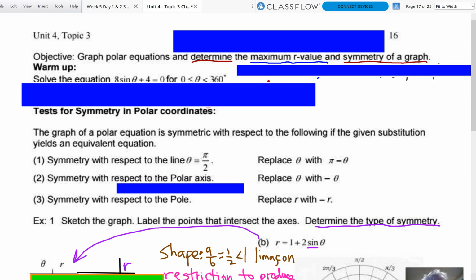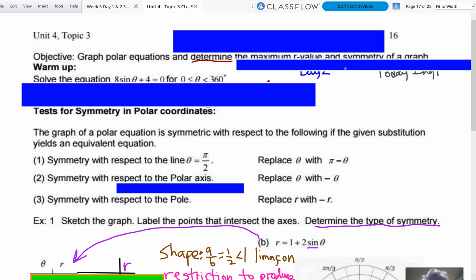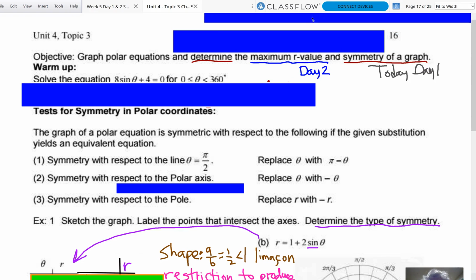Okay, so the objective is graph polar equations and determine the maximum R value and the symmetry of the graph. We are going to do maximum R value in Friday's class, and today we're going to talk about symmetry. When I look at the warm-up on this page, it says solve the equation from 0 to 360.